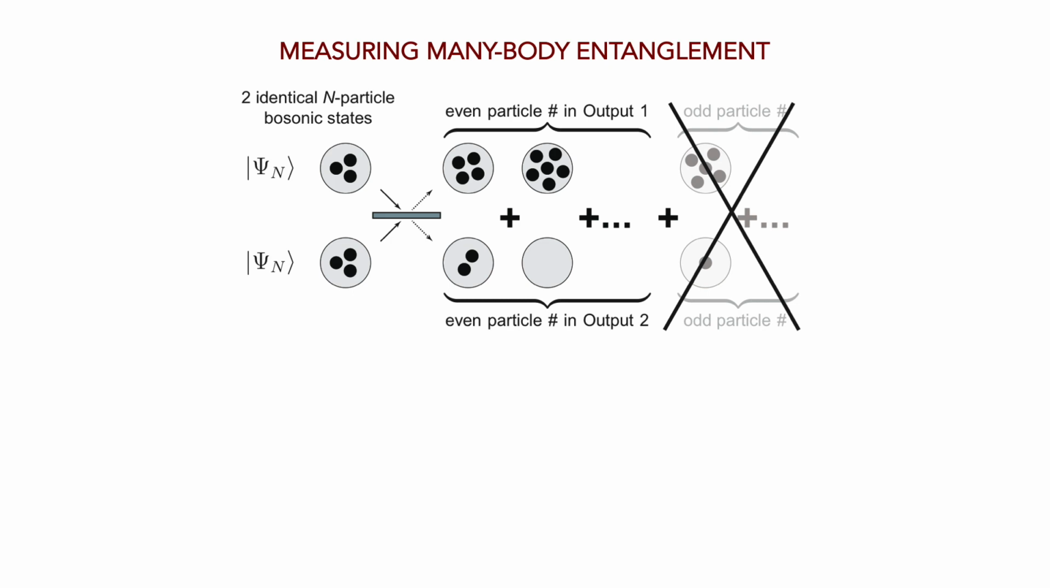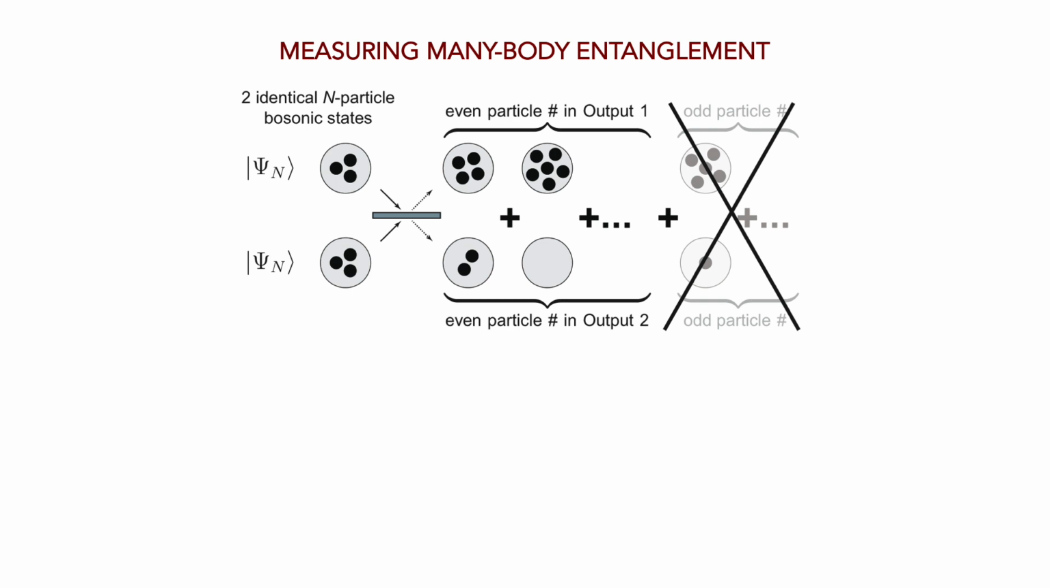Now, if we want to measure the entanglement in a many-body system, there's actually a very nice protocol that we've implemented in our lab. It's essentially a generalization of the Hong-Ou-Mandel experiment, where you would send 2 photons on a beam splitter, and if these 2 photons are identical, they would always come out on the same side of the beam splitter. Here we do something very similar, except that we generalize this to n-particle states.